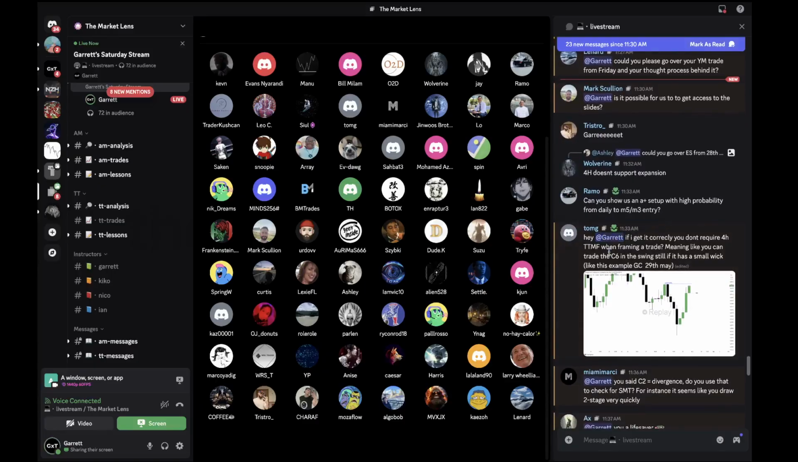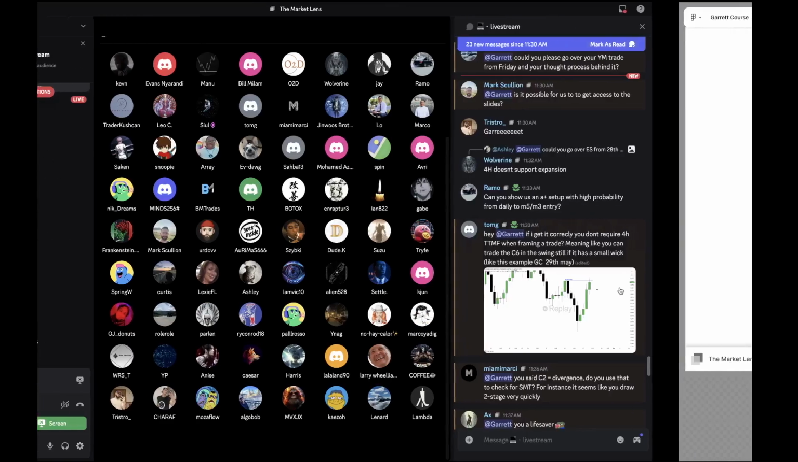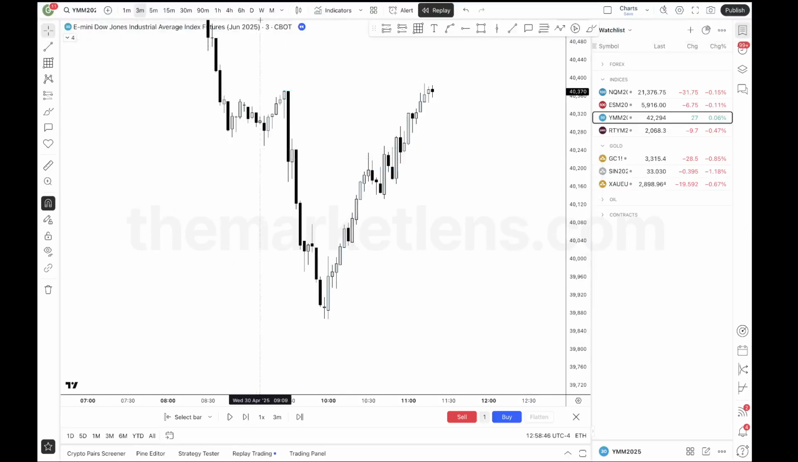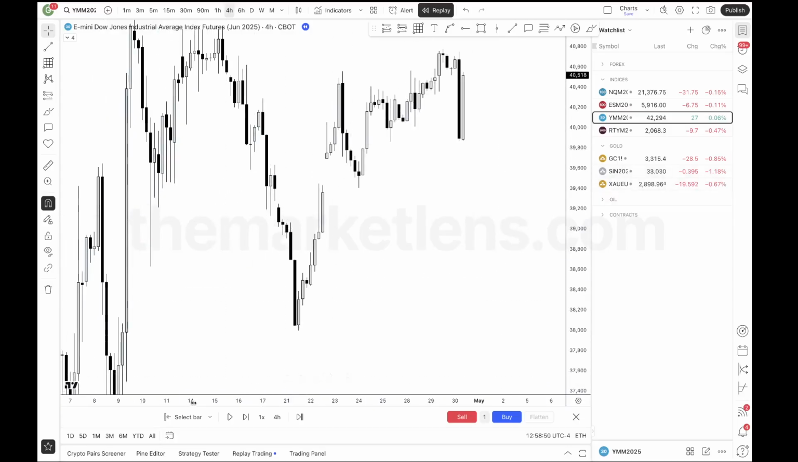Hey Garrett, if I get it correctly, you don't require 4-hour TT fractal model. No, I don't. Meaning like you can trade this, the C6. Oh yeah, yes. And the swing still, if it has a small wick. Yes. So I'll go over one example. I just remember this example. Maybe this one over here, yeah.